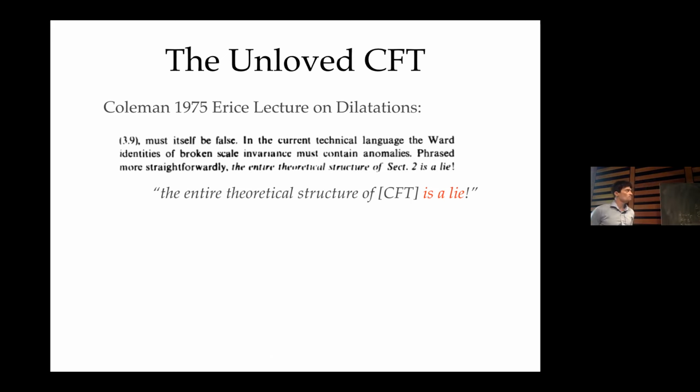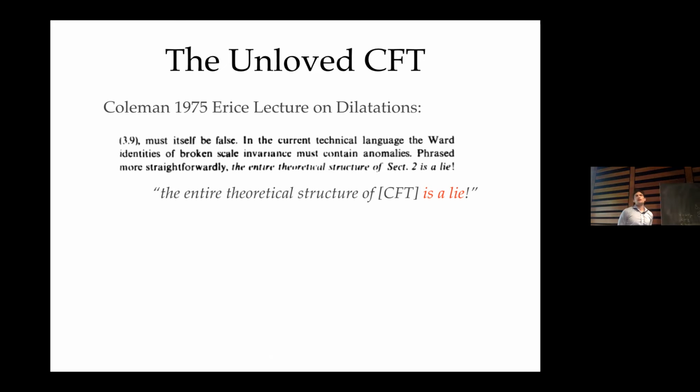And one place that this perspective is very clearly stated is in Coleman's Erice lectures. He actually has an entire Erice lecture about conformal field theory, about scale invariance. And it's a very strange lecture. He starts off in the first half of the lecture by talking about the implications of conformal invariance. And he's going along and getting these interesting results. And then about halfway through, he says, okay, but there's a problem. This is actually all BS. In his colorful way, he says the entire theoretical structure of conformal field theory is a lie. This is the direct quote. You can look it up.